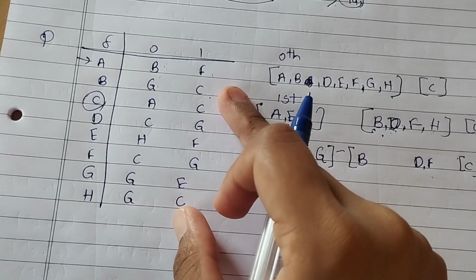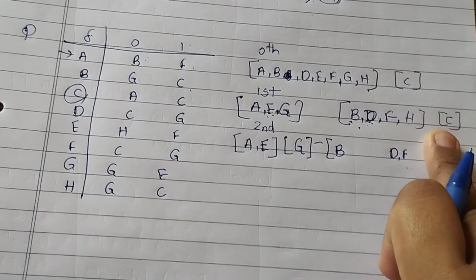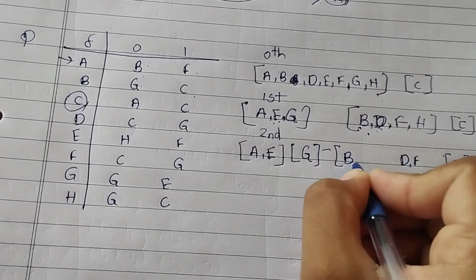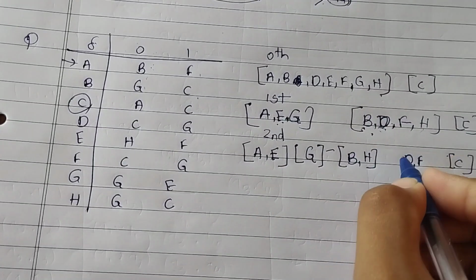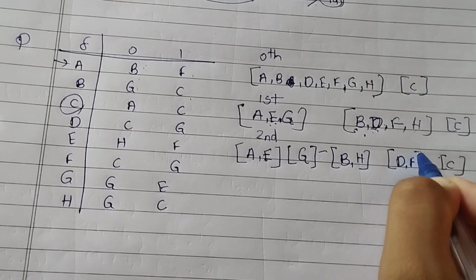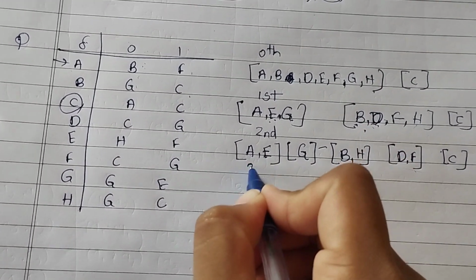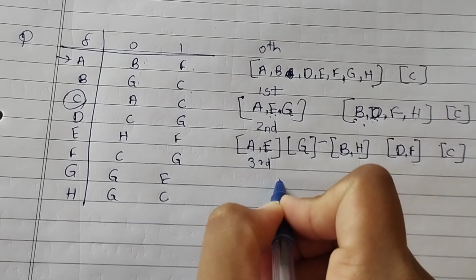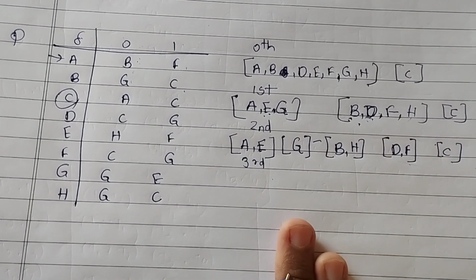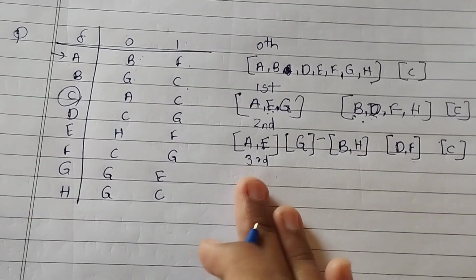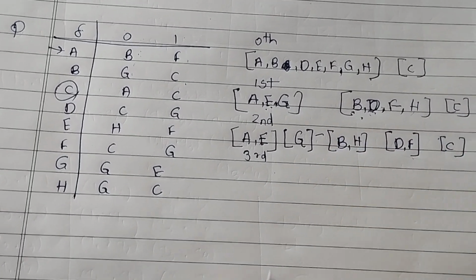So C and C again are present in the single one group. So B and H is in one group, and now D and F is the separate group. Now for the third equivalent, again follow the same procedure until we get the same two equivalents.